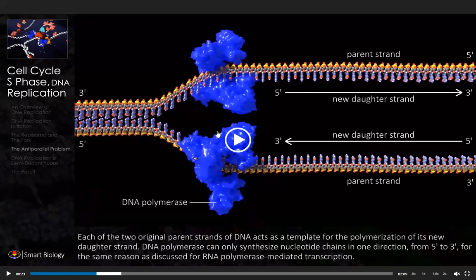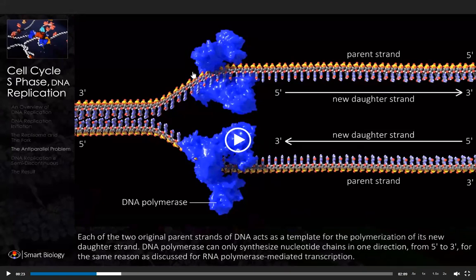So here we go. Maybe this will help us. The parental strand is over here, and this is the parental strand. The new daughter strand, when it is being synthesized in a 5' to 3' direction, it's okay. It can proceed and it can be continuously synthesized.